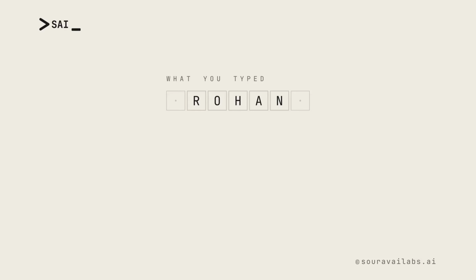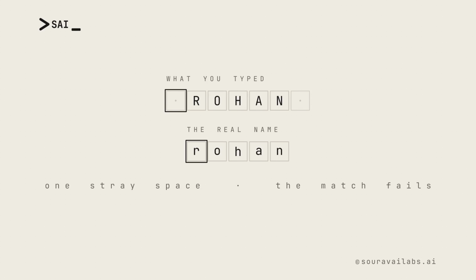To Python, text is a row of characters, and it compares them one by one, exactly. That invisible space at the front, it counts. One stray space is enough and the whole match fails. Good news. Strings come with their own toolkit built right in.